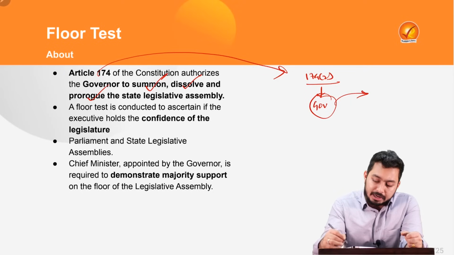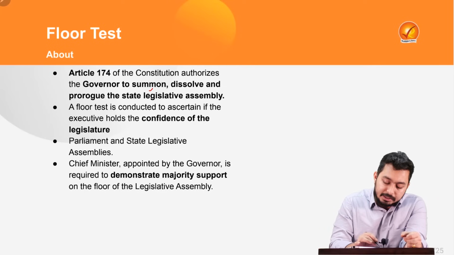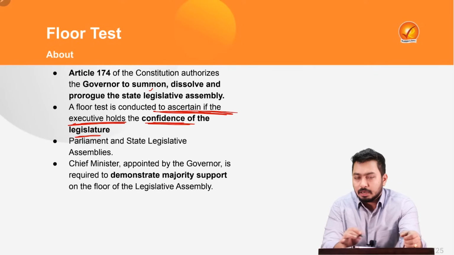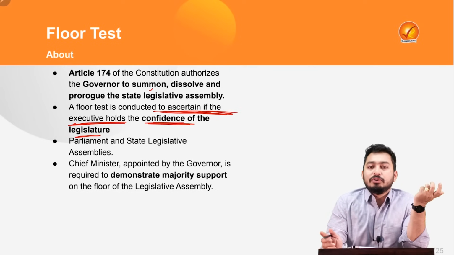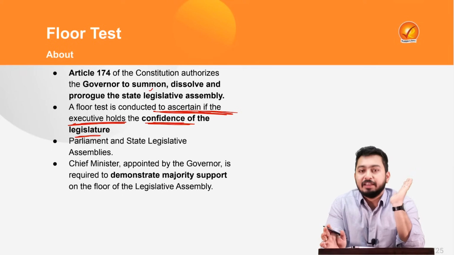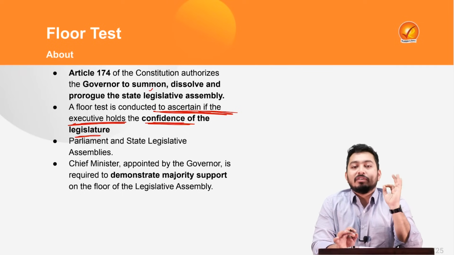Now let's look at the further points. A floor test is conducted to ascertain if the executive holds the confidence of the legislature. Now if this confidence is broken, then what do you do? You resign, or the governor will definitely dismiss you. You should have the confidence of the house.